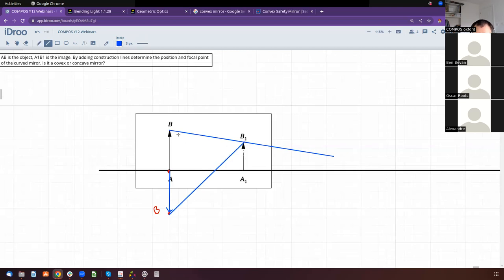But the ray, because it's starting from B and it has to go through B2, that tells us the position of the mirror. The mirror is here. And as you will see, this makes sense. So the ray goes like this, bounces off like this, and it seems that it is coming from B1. And it is a convex mirror, like this.